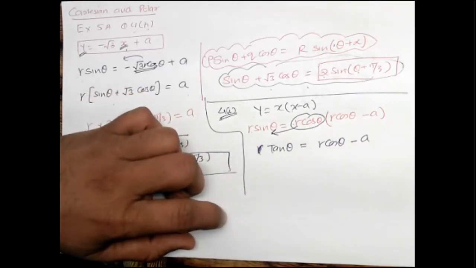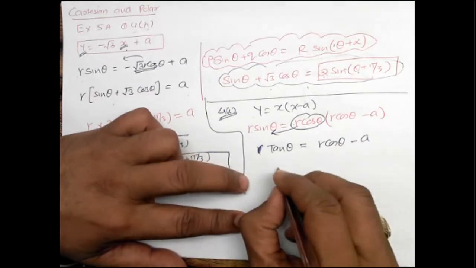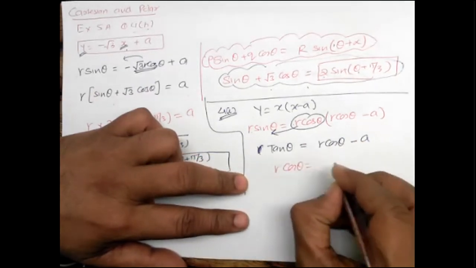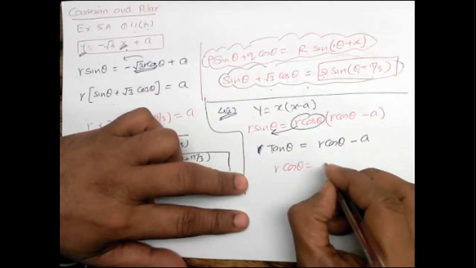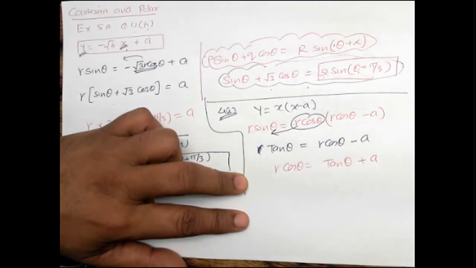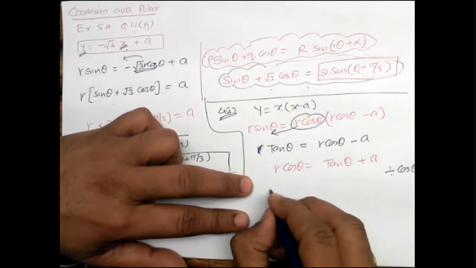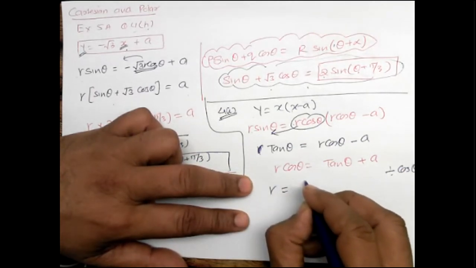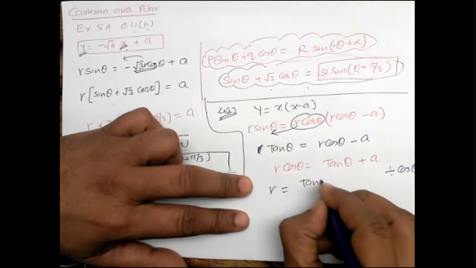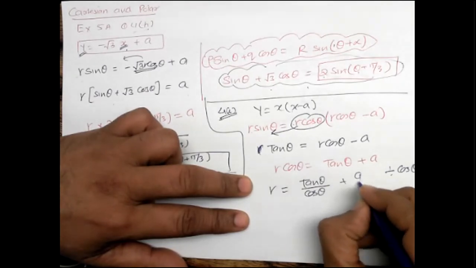Now target, guys, our polar equation looks like r equals something. So we want to make r the subject. Let's take this to the other side. So r cos theta is equal to tan theta plus a. Right, make r the subject, divide everything by cos theta. That gives you r is equal to tan theta divided by cos theta, plus a over cos theta.